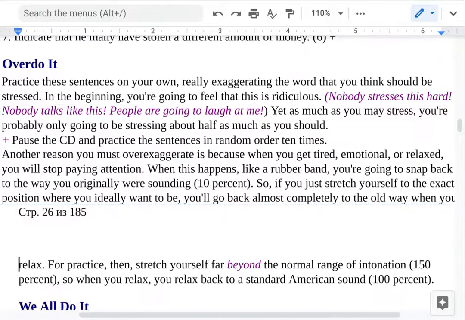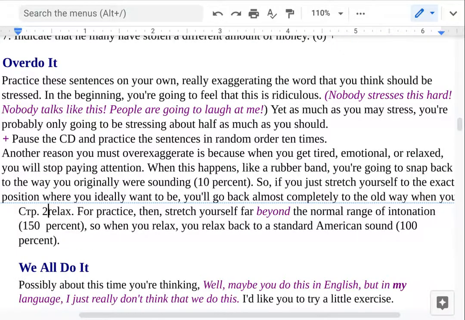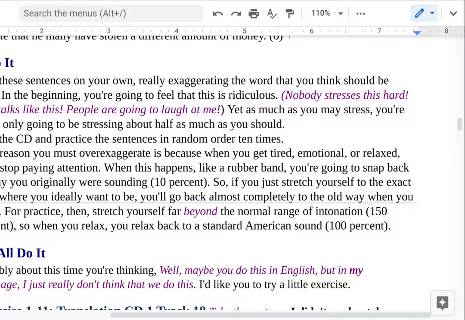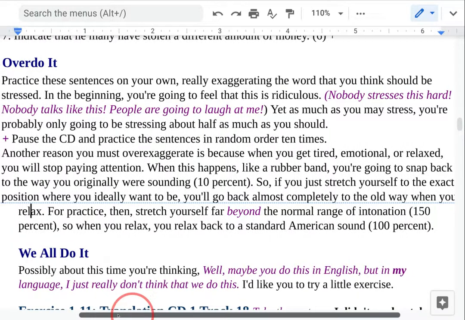Overdo it. Practice these sentences on your own, really exaggerating the word that you think should be stressed. In the beginning, you're going to feel that this is ridiculous. Nobody stresses this hard. Nobody talks like this. People are going to laugh at me. Yet as much as you may stress, you're probably only going to be stressing about half as much as you should. Pause the CD and practice the sentences in random order 10 times.